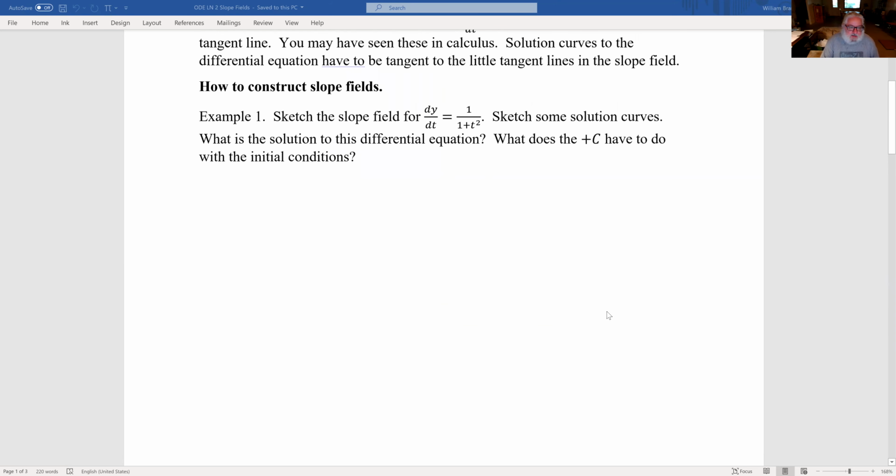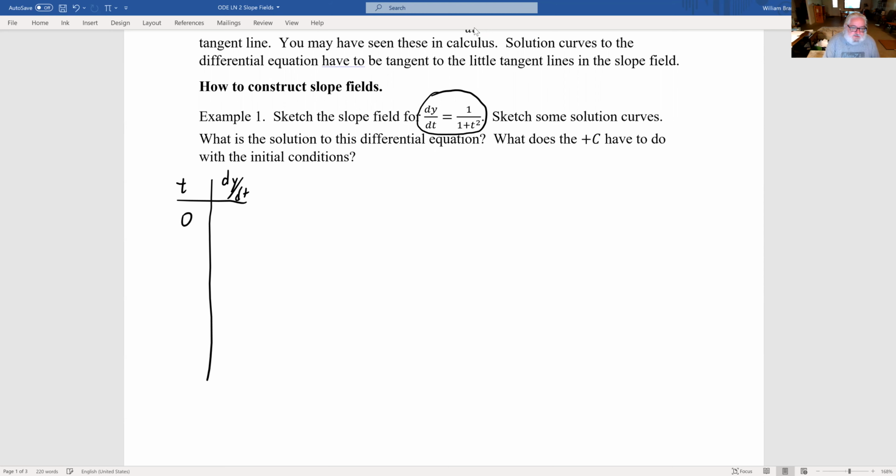So what does that look like? So we'll sketch the slope field for this. And notice this is just a calculus problem because there's no y's on the right-hand side. So we'll start by setting up a little table, t and dy/dt. When t equals 0, if we plug that into here, what do you get? You get 1. When t equals 1, if you plug t equals 1 into here, you get 1 plus 1 in the bottom, so 1/2. And likewise, if you plug in minus 1, you get 1/2. If you plug in 2, you get 1 plus 4 in the bottom, so that's 1/5. Plug in minus 2, you get 1/5 as well.